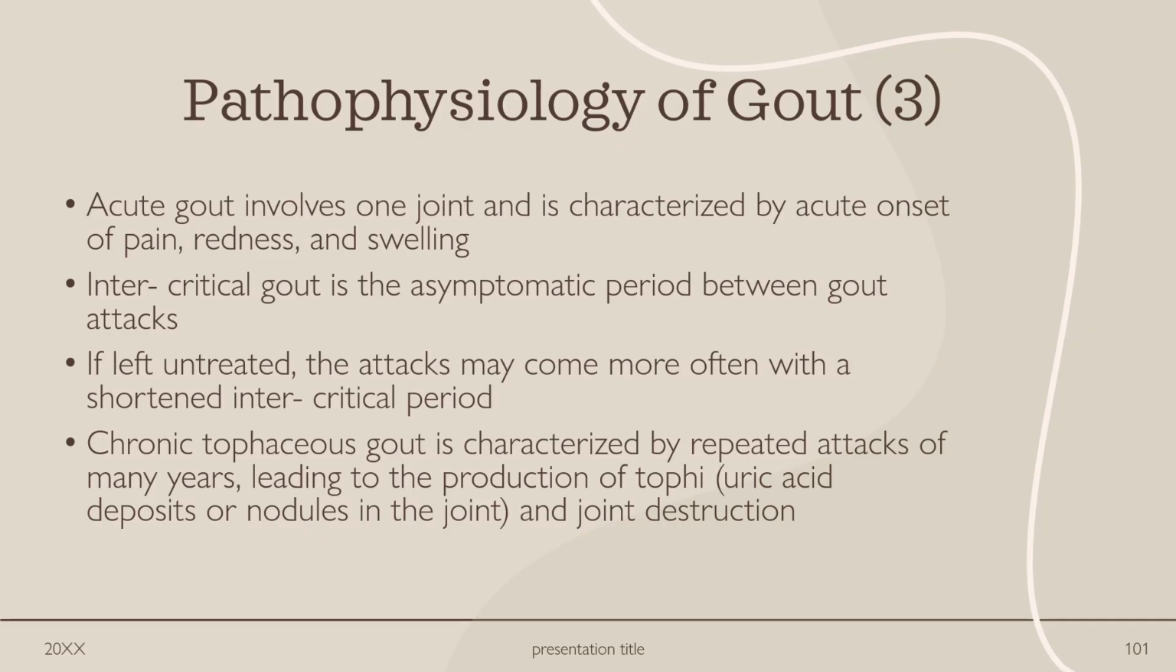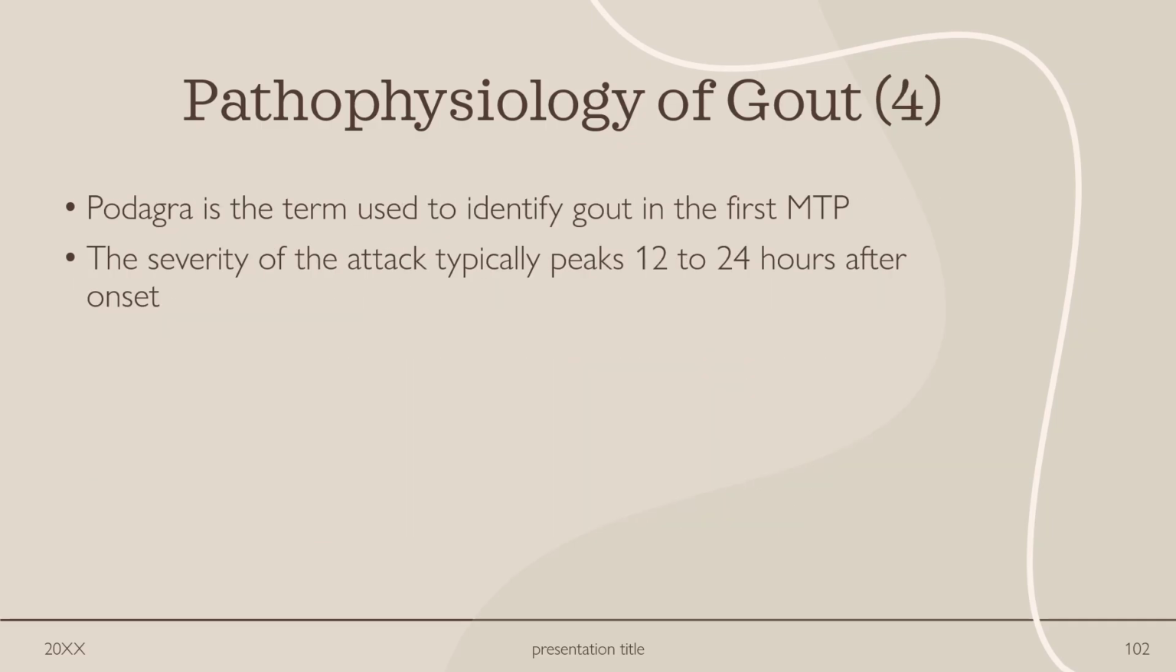If left untreated, the attacks may come more often with a shortened intercritical period. Chronic tophaceous gout is characterized by repeated attacks of many years, leading to the production of tophi. Tophi are uric acid deposits or nodules in the joint, and this is joint destruction. Podagra is the term used to identify gout in the first metatarsal. The severity of the attack usually peaks 12 to 24 hours after onset.